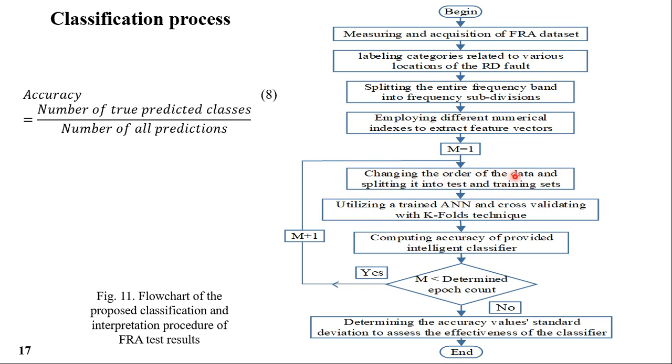shuffled the dataset, and also we split the whole dataset into test and training datasets, and we used the trained artificial neural network to classify the dataset, and we evaluated the performance of the classifier with the k-fold cross-validation technique, and after that we calculate the accuracy of the artificial neural network based on equation 8.